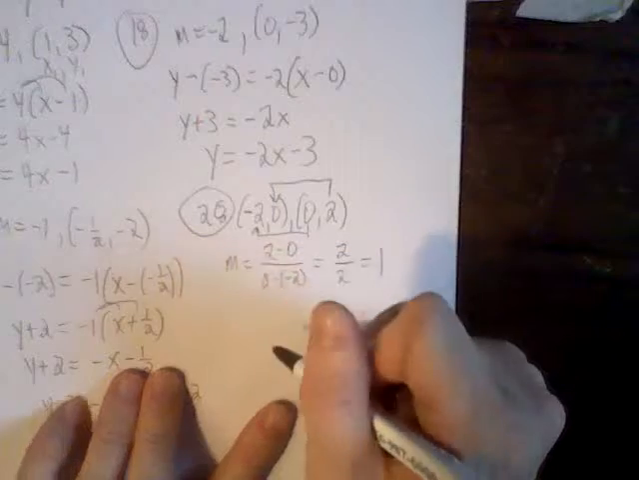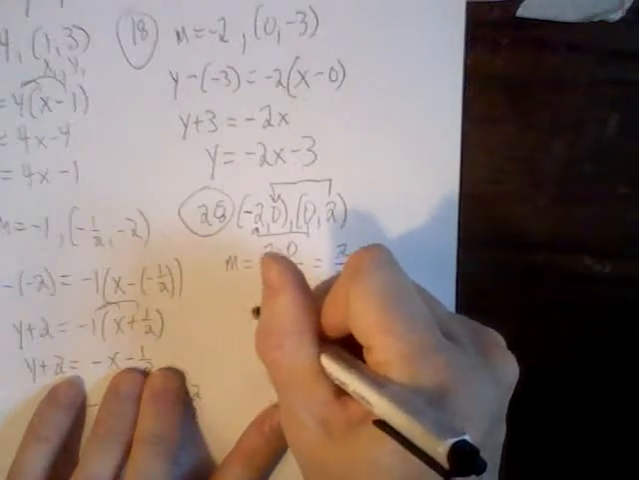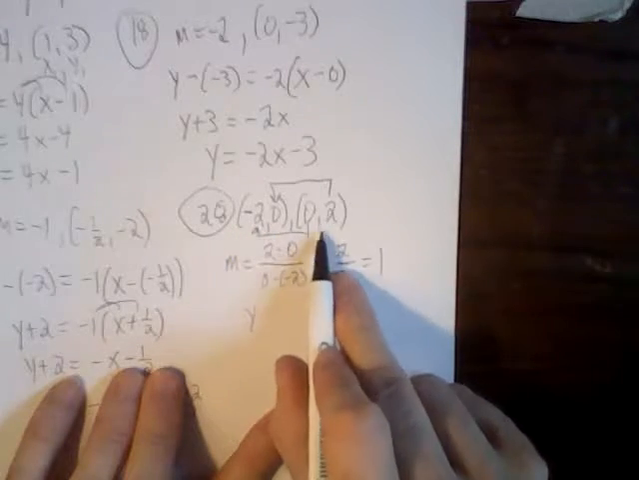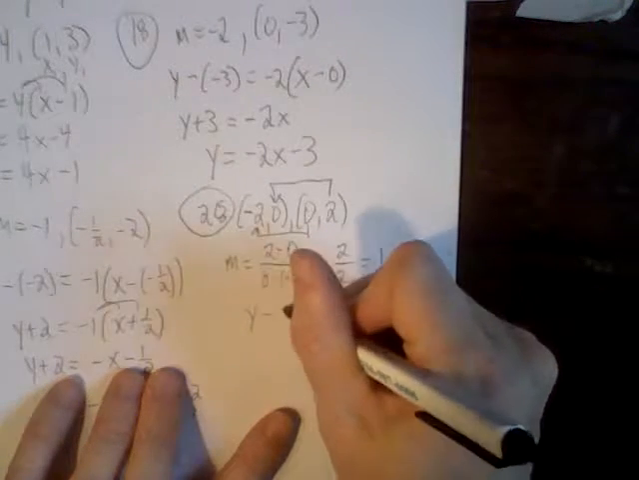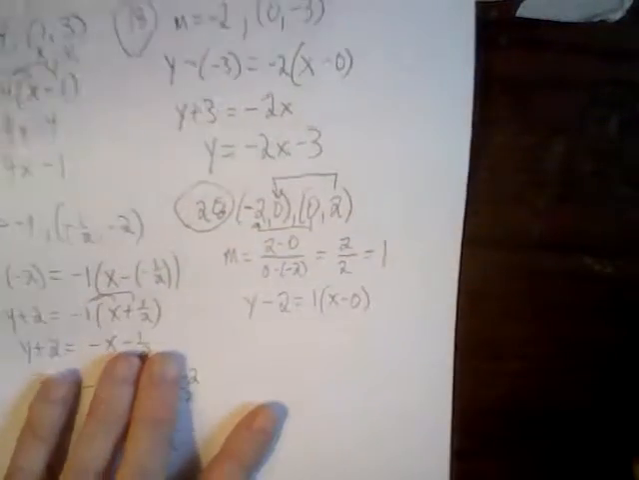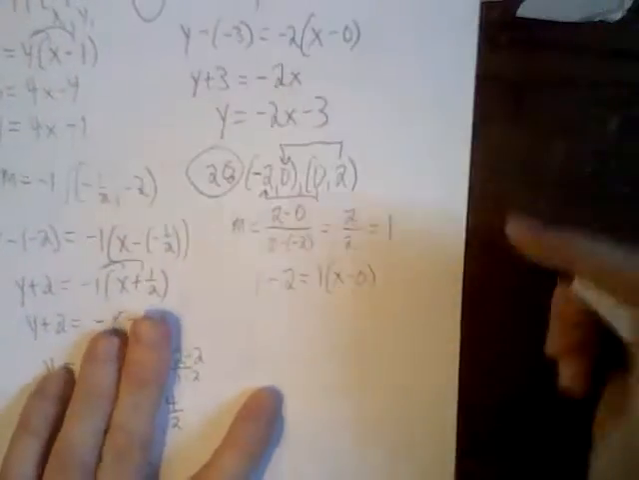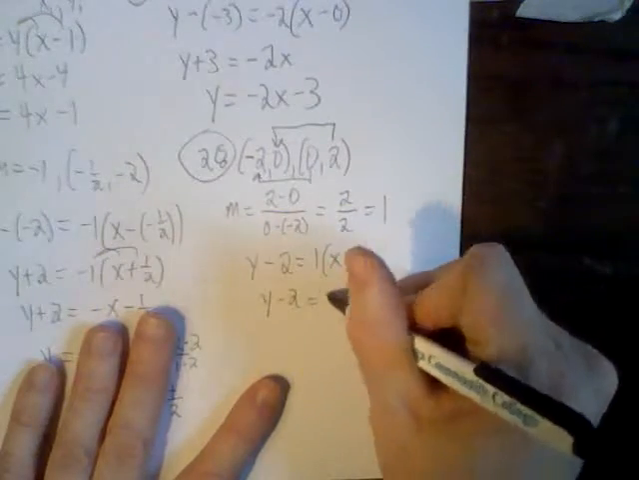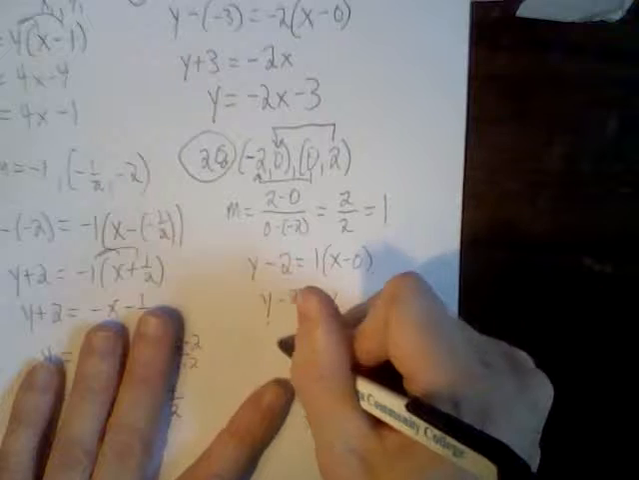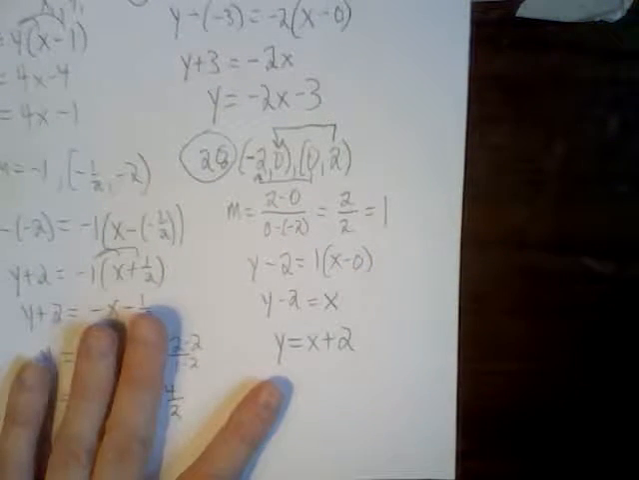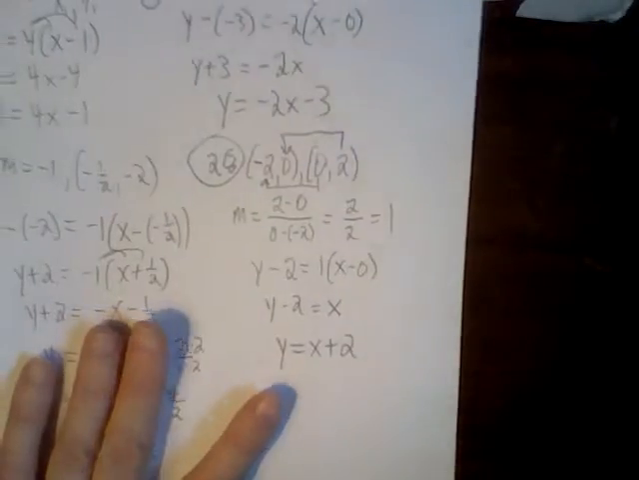So pop everything into your formula. You could use either point. I like to avoid negatives, so I'm just going to take this point here. So it's y minus 2 equals 1 times x minus 0. Then y minus 2 equals x, and then add the 2 to the other side. So y equals x plus 2, and that should do it for that problem.